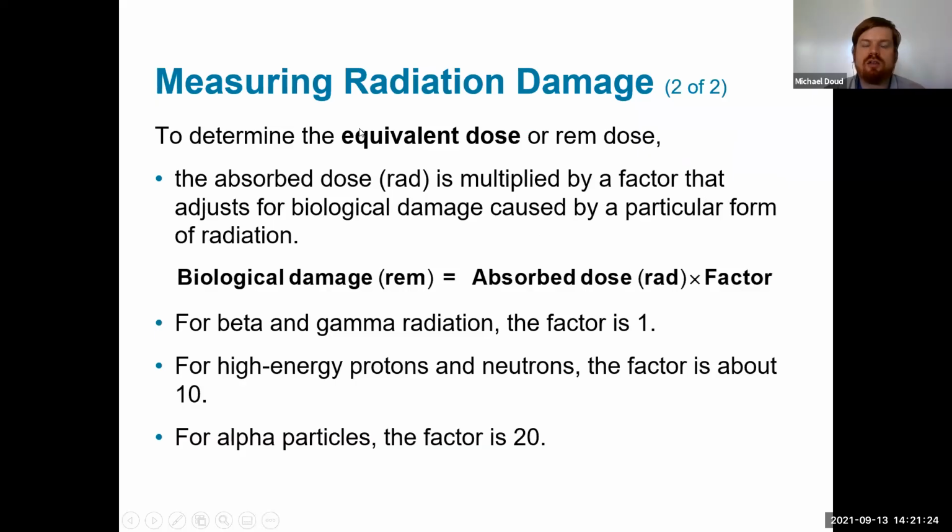So to determine a REM dosage, they take the absorbed dose and multiply by a factor to account for biological damage. For beta and gamma radiation, the factor is 1. For high energy protons or neutrons, the factor is 10. And for alpha particles, the factor is 20. Basically, think of it like this: if it gets inside your body, an alpha particle is like a truck. It's just going to ram right through.